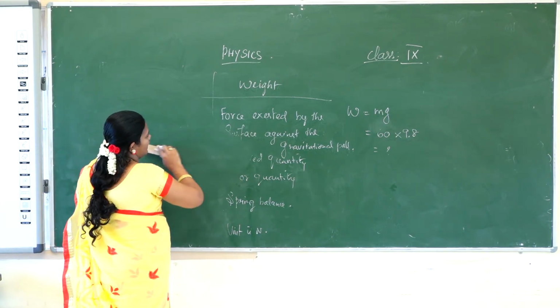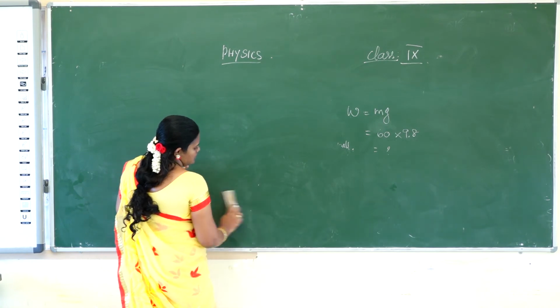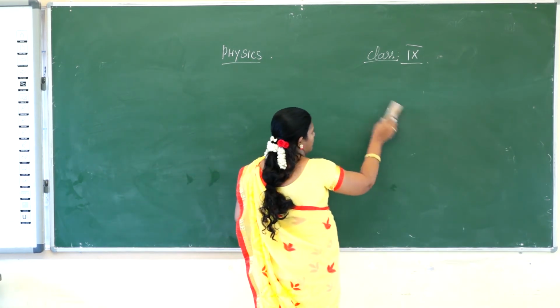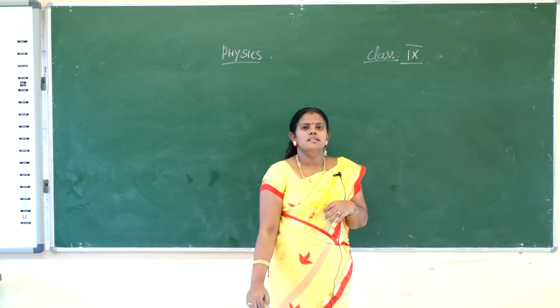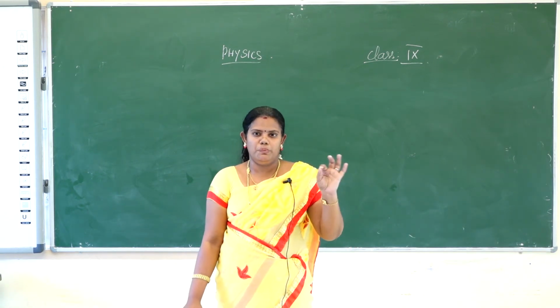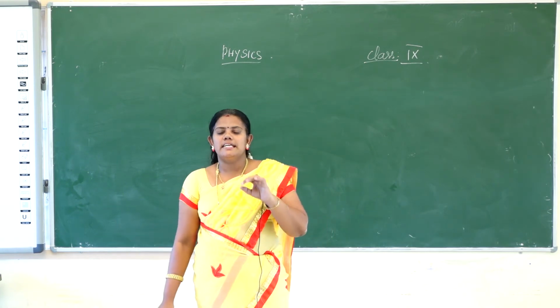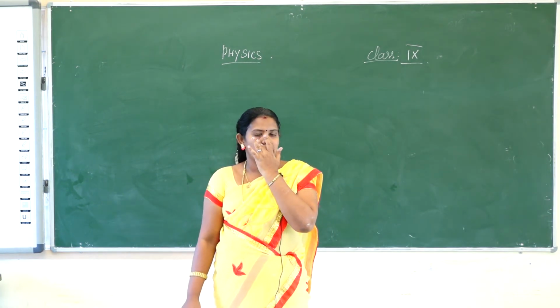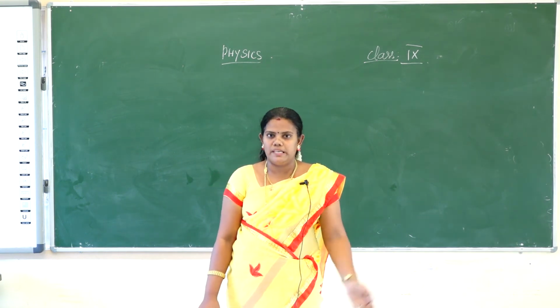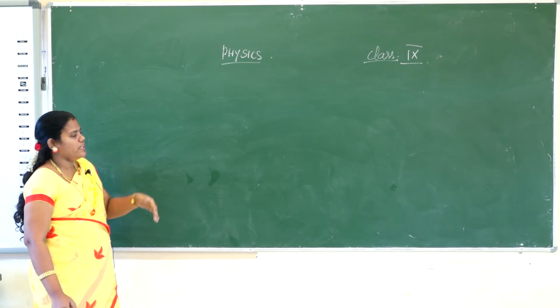The gravity of the earth and the moon differs from place to place. And there is another point I forgot: mass does not vary from place to place, but weight varies from place to place. You have to add this as the sixth point. I will give one example for that point.